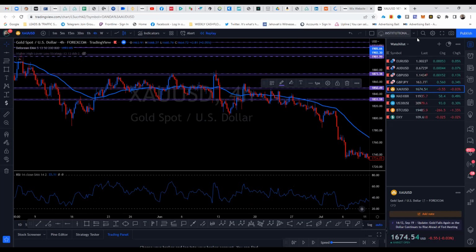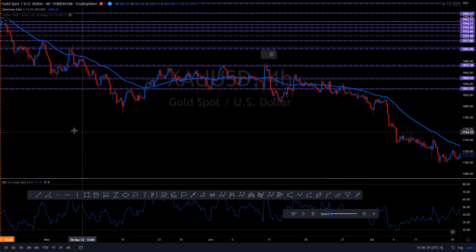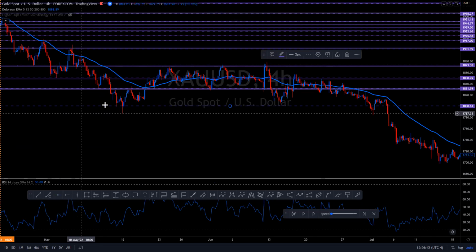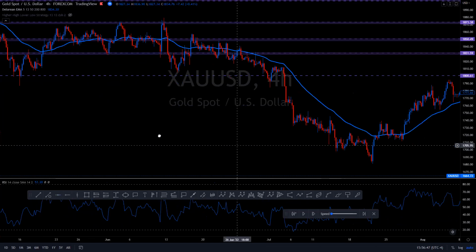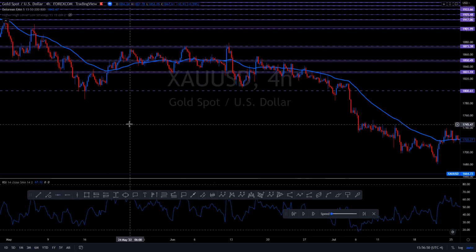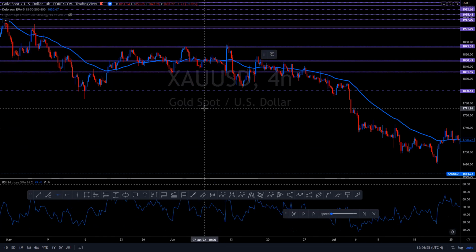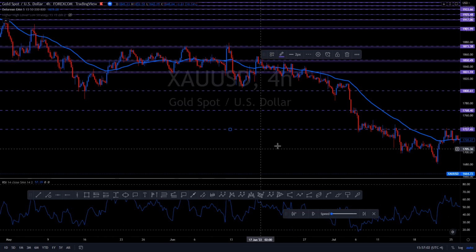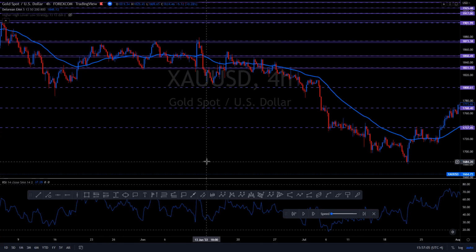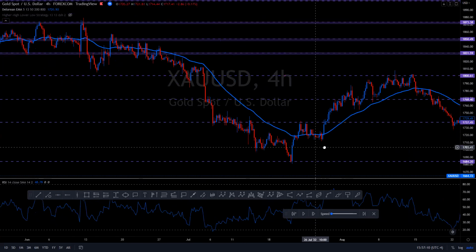To the 4-hour. So we see that there was a huge demand zone here. Price eventually broke that and went all the way down, and there was another supply zone here. Then there was a base supply zone here, and then a demand zone here, and then we go all the way to the left here.